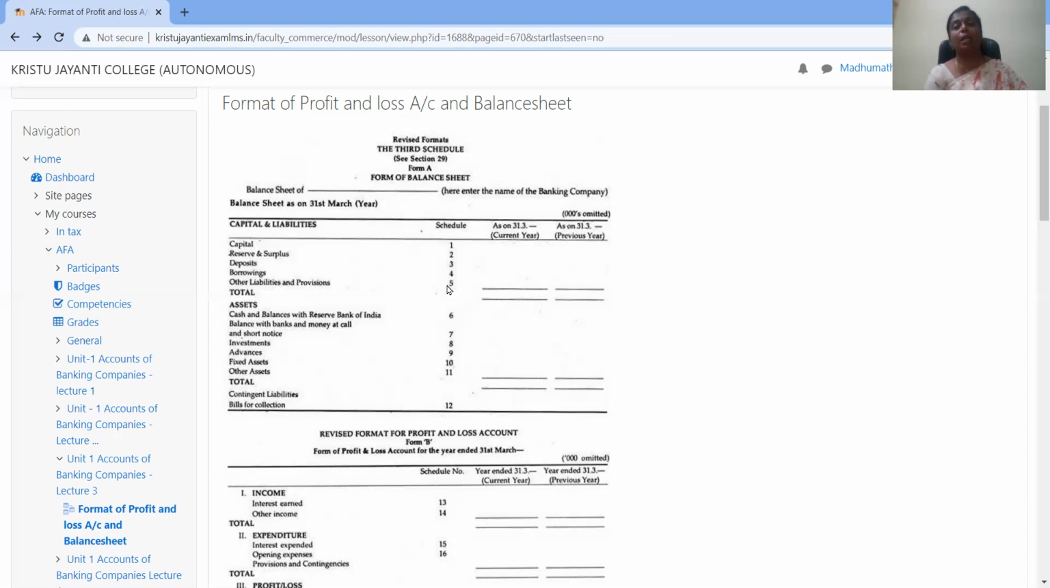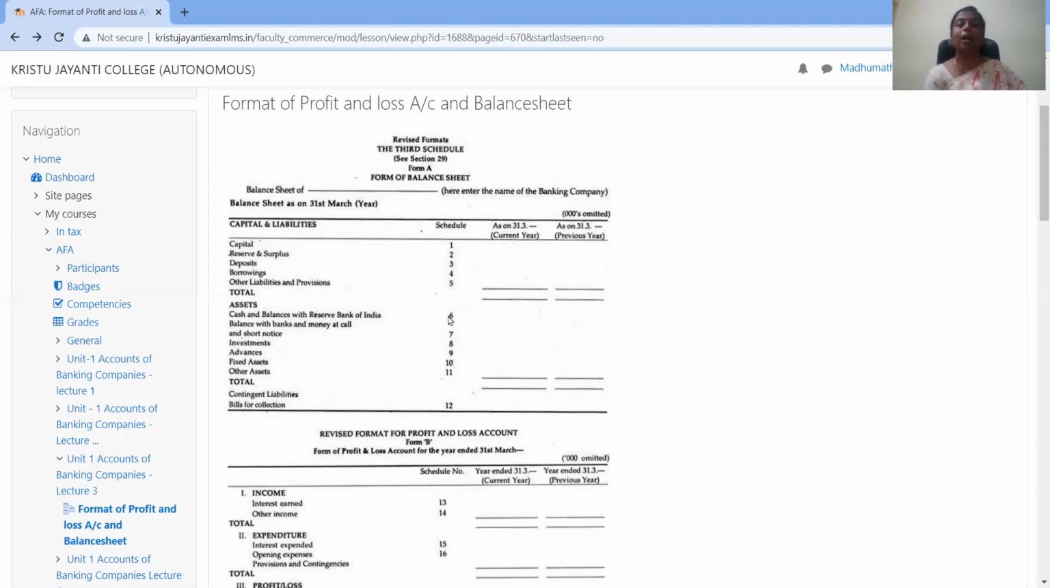So what do you mean by other liabilities and provisions? Any kind of other liabilities if you have, and the provisions made during the year, like provision for taxation, provision for contingency, or any kind of other liabilities which you have to pay, any outstanding salary you have to pay for your workers, will be reflected under schedule number 5. So from schedule number 1 to 5, it will be part of your capital and liabilities.